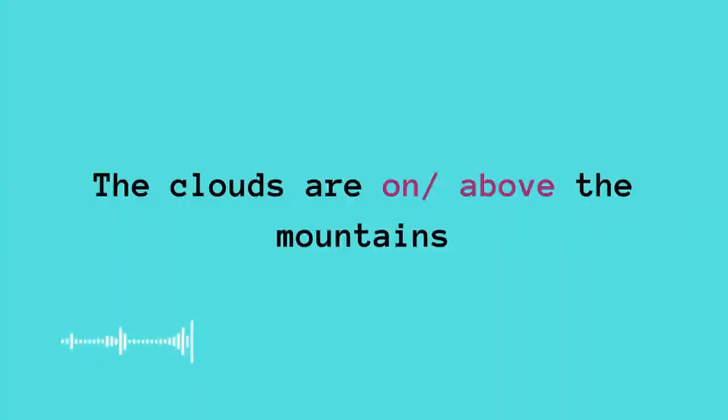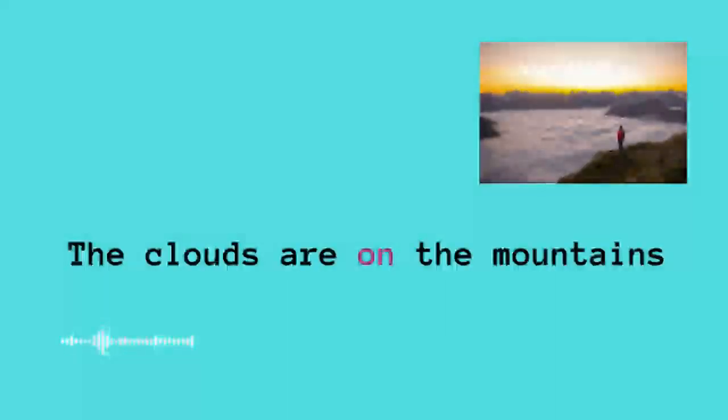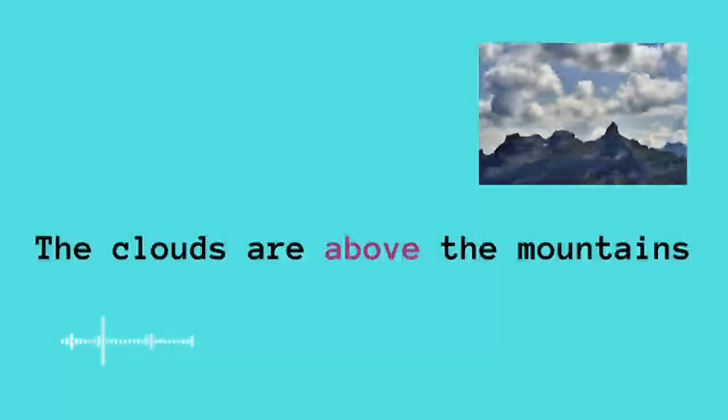The clouds are on or above the mountains. What is the difference between the two? Let's have a look. The clouds are on the mountains. So if we look at the picture, are the clouds touching the mountains? Yes. In this case, we use on. But here, the clouds are above the mountains. Are they touching the mountains? No, they are not. They are located higher than the mountains, and so we need to use above because they are not touching the mountains.